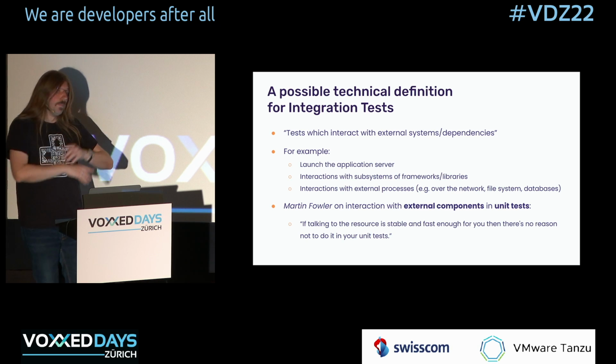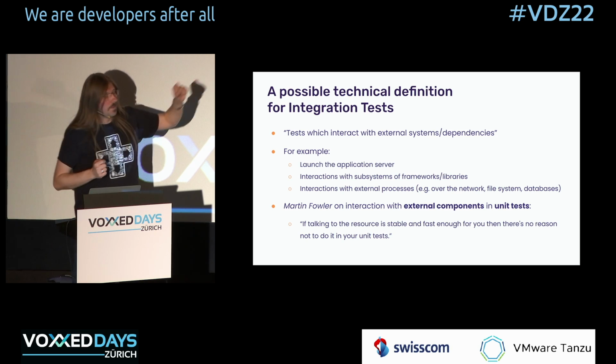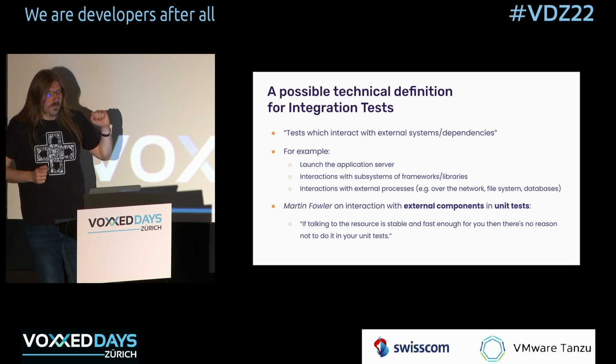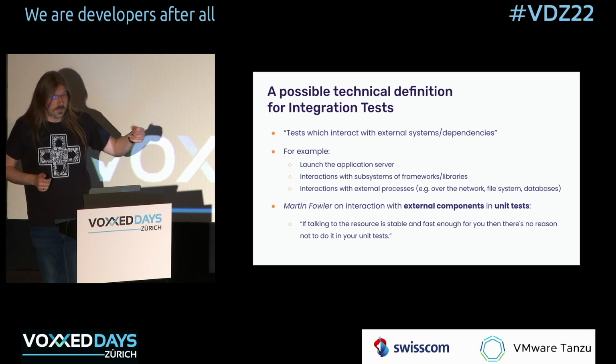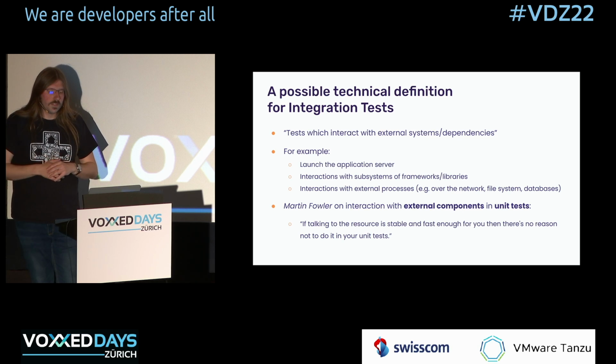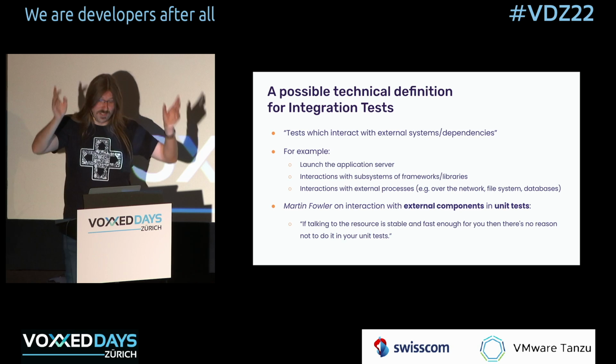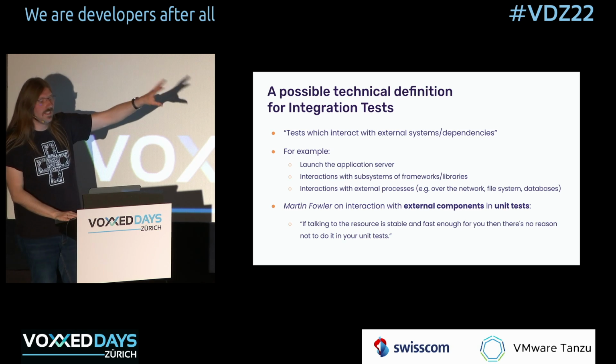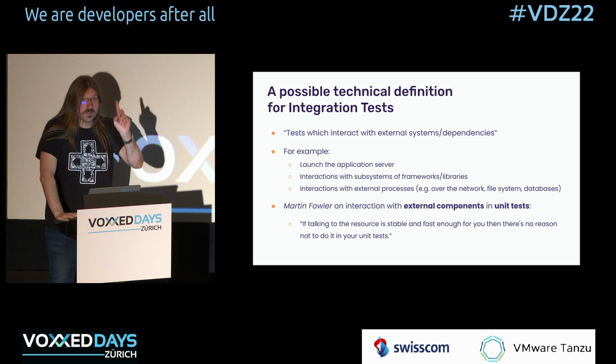And still, Martin Fowler has a very nice thing to say about external components and unit tests. If talking to the resource is stable and fast enough for you, then there's no reason to not do it in your unit test. So he has a different definition again. Yeah? Talking with a database is fine for him in a unit test if it's fast and stable.